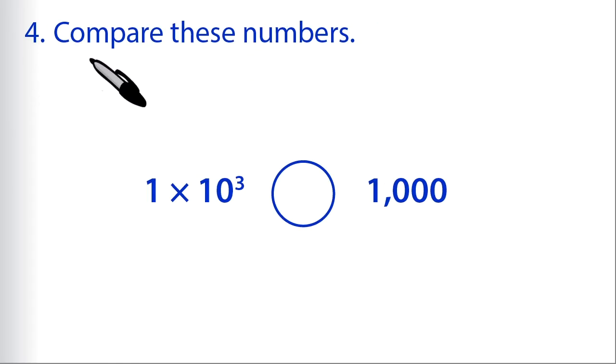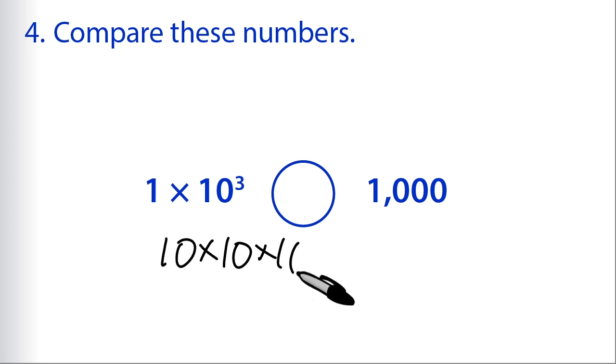For problem 4, we're asked to compare these numbers. We're given 1 times 10 to the 3 compared with 1,000. Now this one's tricky because they aren't both in the same form. This is scientific notation and this is the standard form, the regular form. So let's think about what this number really means. We have the number 1 multiplied by 10 to the power of 3. And what does 10 to the power of 3 mean? Well, it means 10 threes multiplied together. 10 times 10 times 10.